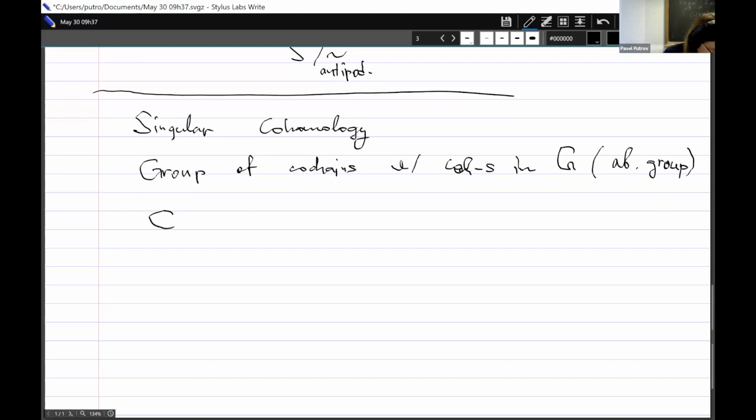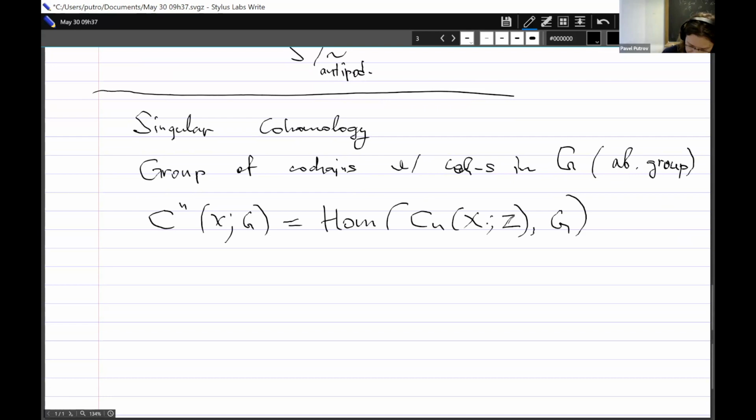And they're defined as a group of homomorphisms from the group of singular chains with coefficients in Z to G. And so this basically has meaning as linear maps from chains to G. Since all the groups here are abelian, the homomorphisms can be understood as linear maps.